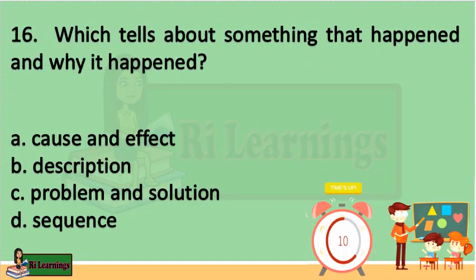16. Which tells about something that happened and why it happened? A. Cause and effect. B. Description. C. Problem and solution. D. Sequence.